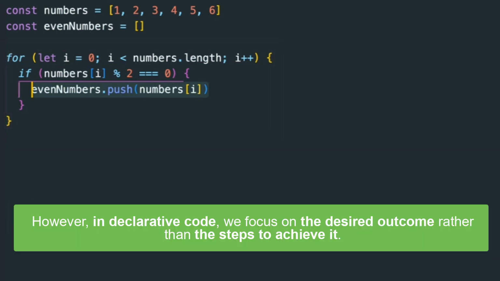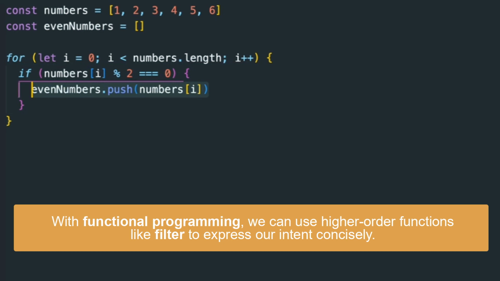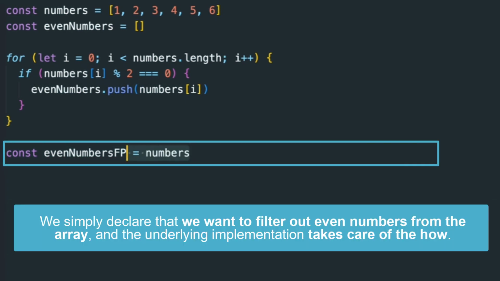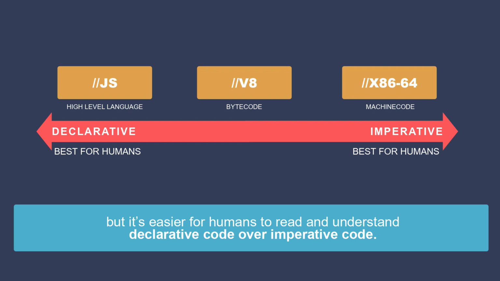However, in declarative code, we focus on the desired outcome rather than the steps to achieve it. With functional programming, we can use higher order functions like filter to express our intent concisely. We simply declare that we want to filter out even numbers from the array, and the underlying implementation takes care of the how. Declarative code will always be compiled down to imperative machine code, but it's easier for humans to read and understand declarative code over imperative one.